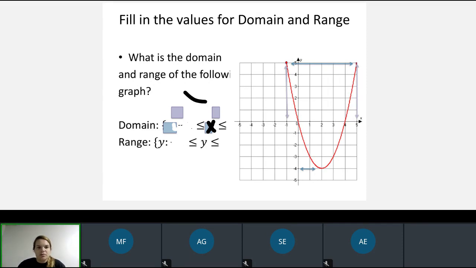Yeah, so our domain here, our smallest value, we have this endpoint here and the endpoint here. So we come straight down, and the smallest value is going to be -1. Our largest value is going to be 5.